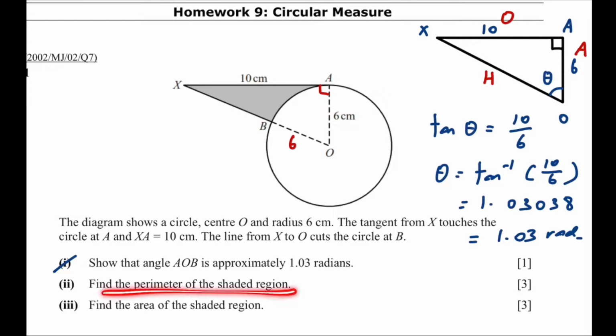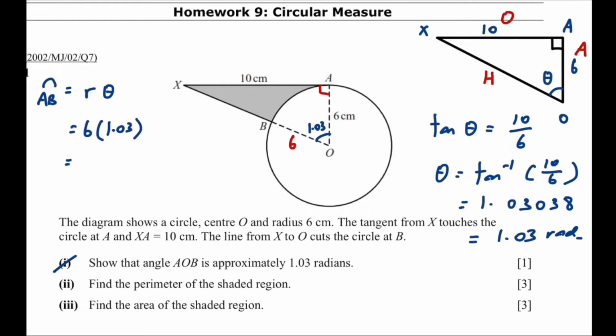Second question, find the perimeter of the shaded region. So this is the shaded region. The perimeter will be here, here, and also here. 3 different parts. So 10 cm is given. How about arc AB? Arc AB can be found by using the formula of r theta. Radius is 6. Theta here is 1.03. So what do we have? We have 6.18. So the length here will be 6.18.